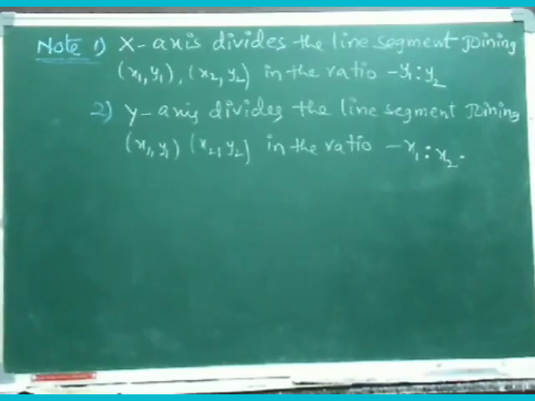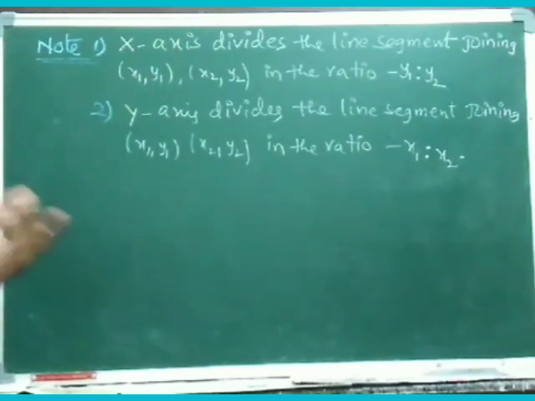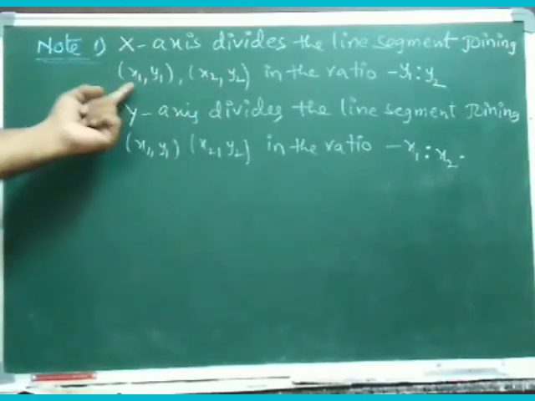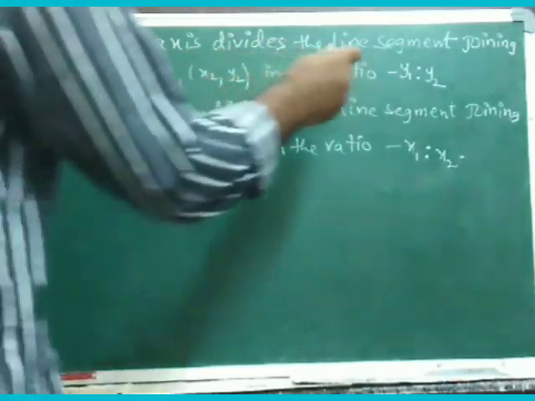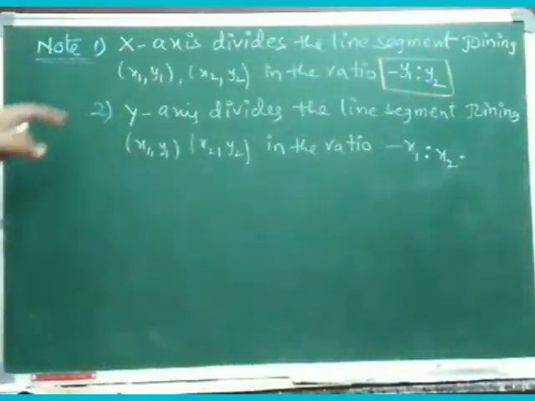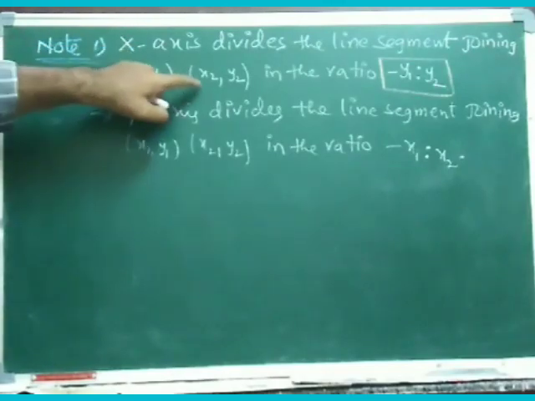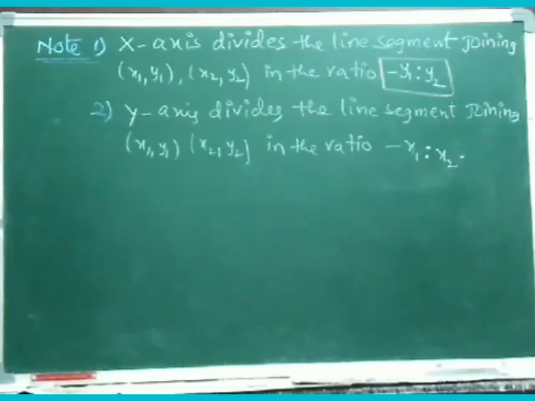So note down the points here, two more important points. Point number 1: the x-axis divides the line segment joining the points (x1, y1) and (x2, y2) in the ratio -y1 is to y2. A standard result, please note it. The x-axis divides any line segment joining the two points in the ratio -y1 is to y2.